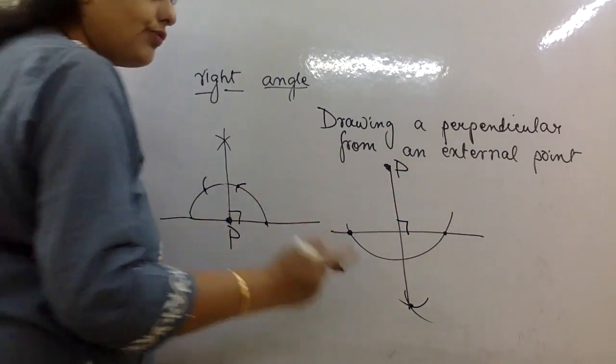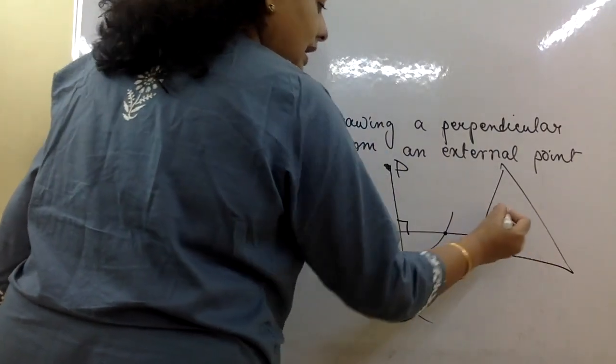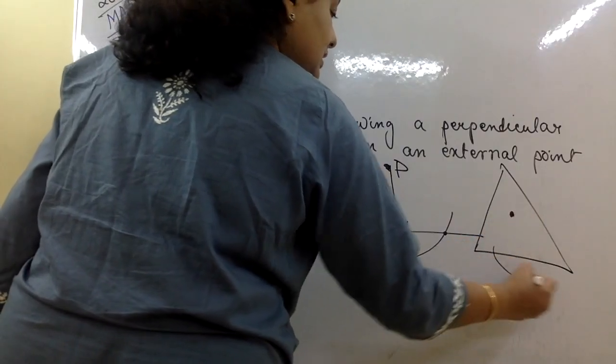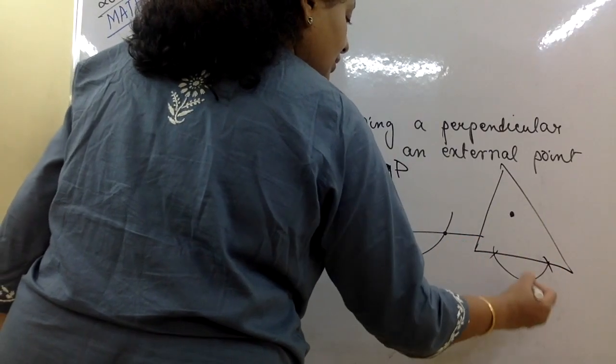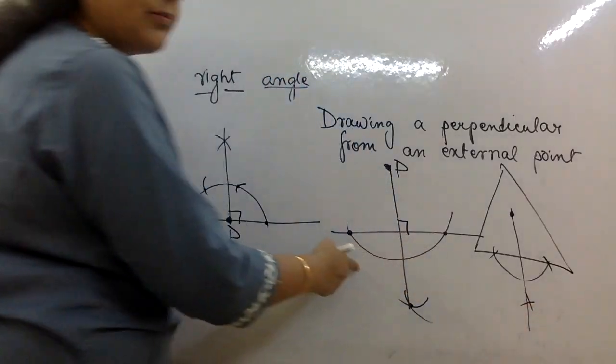That is exactly what we were doing. We had a triangle and we got the incenter. From the incenter we were doing this, remember? From the incenter this is what I am trying to tell you.